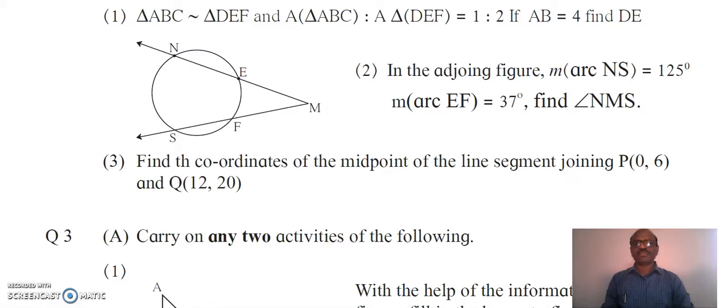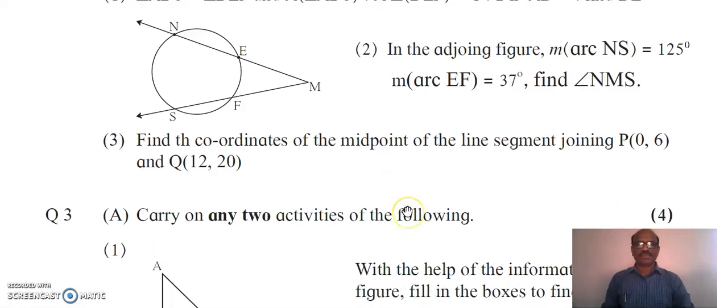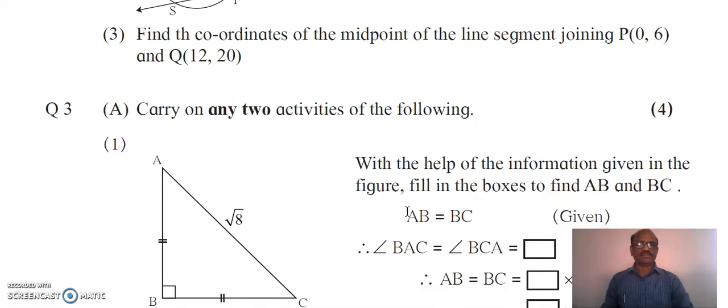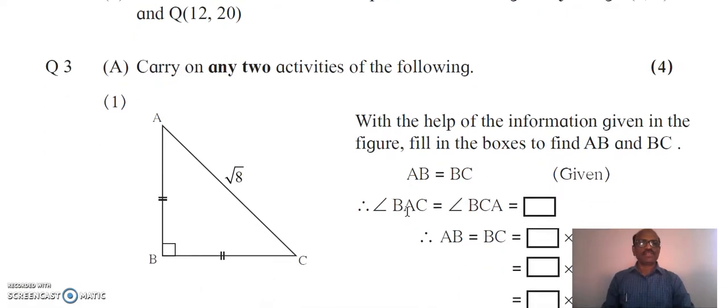Now we'll see question number 3. Carry out any two activities of the following with the help of the information given in the figure. Fill in the blank boxes to find AB and BC.